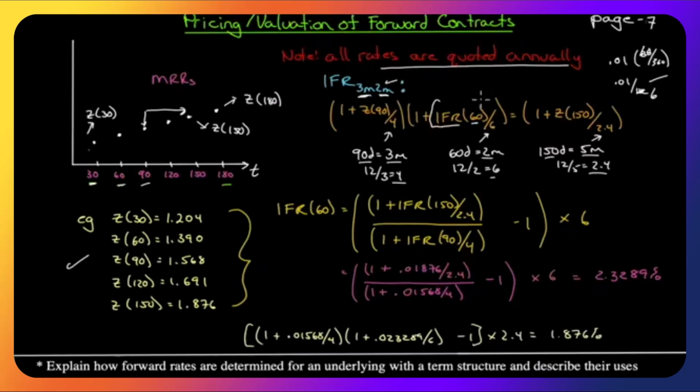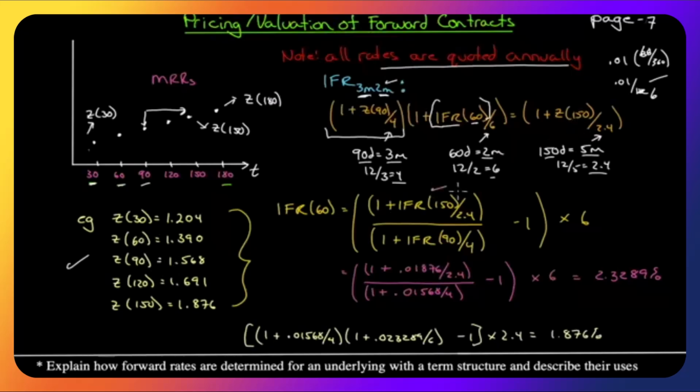This is what we want to get to, IFR 60. But we got to get rid of all of this other stuff, or at least get it all to one side. First thing we'll do is we'll take this and we'll divide through by that. So 1 plus Z150, well, what's our Z150? 0.1876. Actually, we'll do the algebra first.